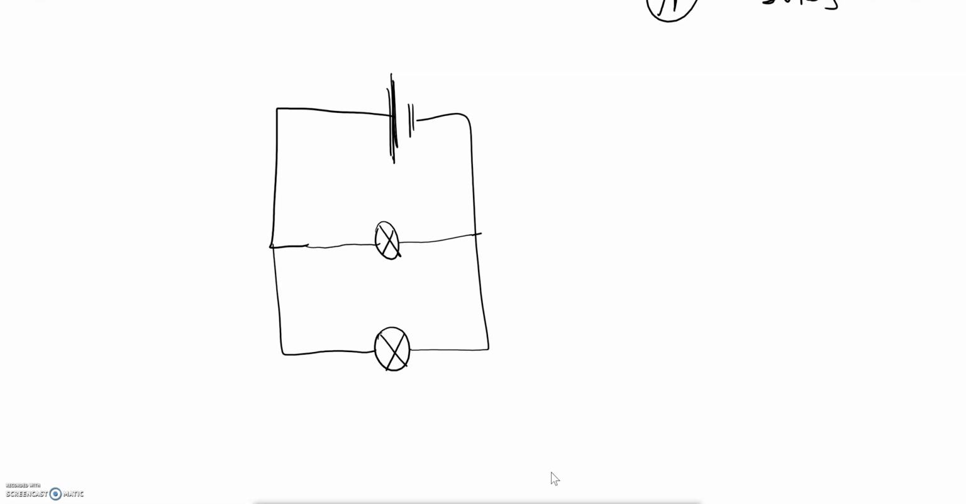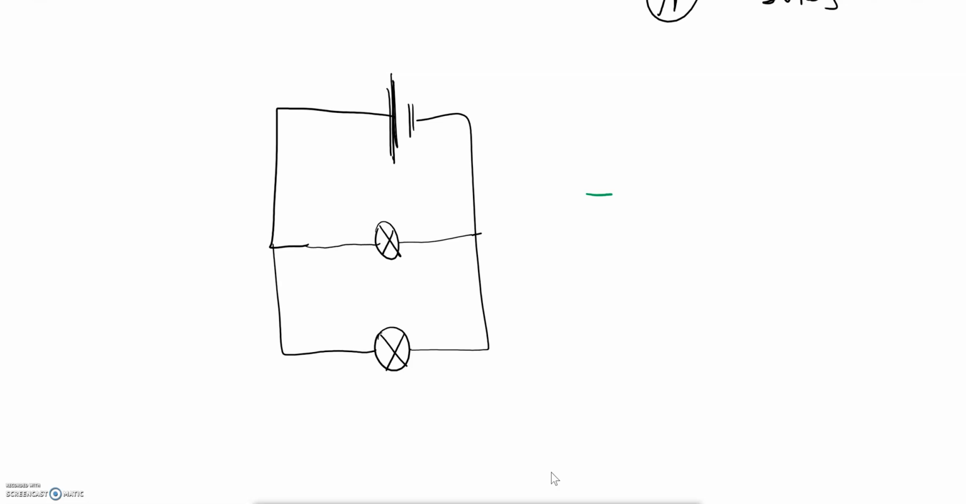Here's the power supply, or the battery. Obviously in your house it's not a battery, it's something bigger than that. I'm going to put a bulb on one branch here and a bulb on a second branch here. This makes it a parallel circuit. So if I connect that up now, like this, we've got a nice parallel circuit. But we want to control each bulb separately.